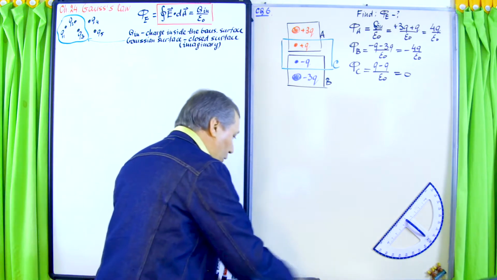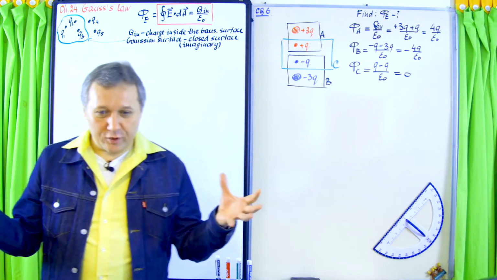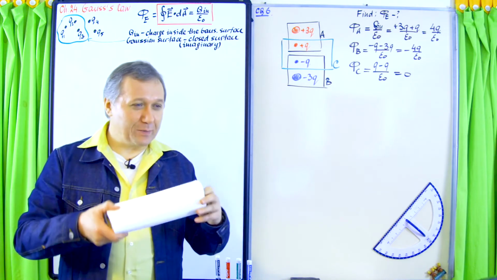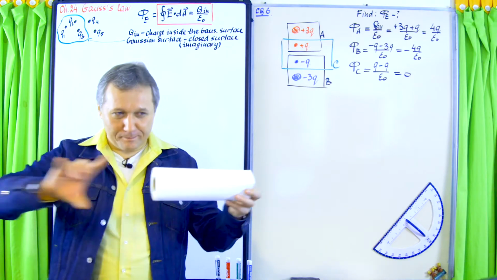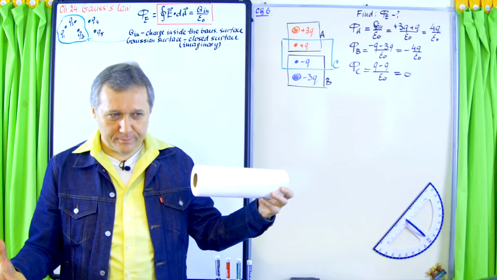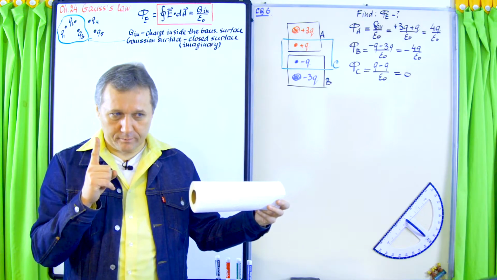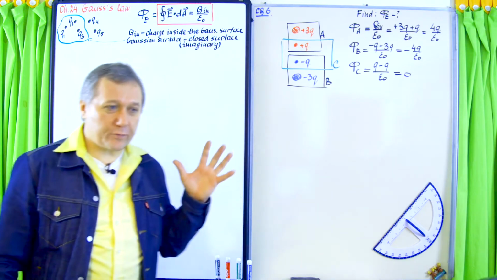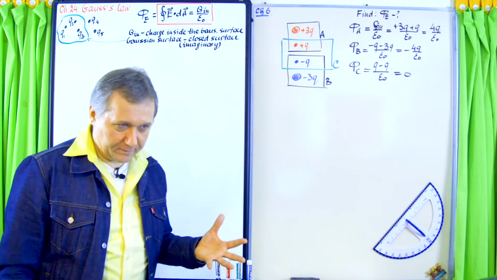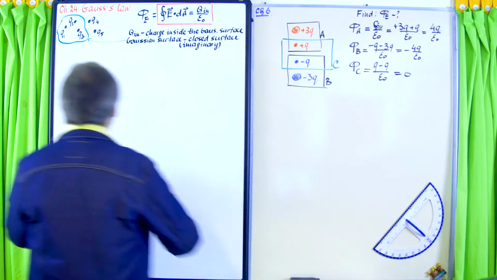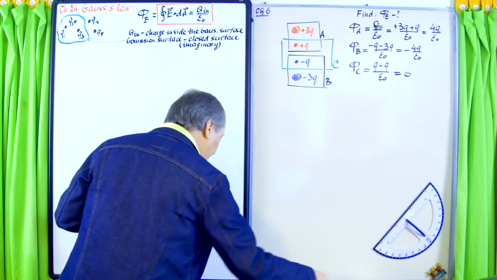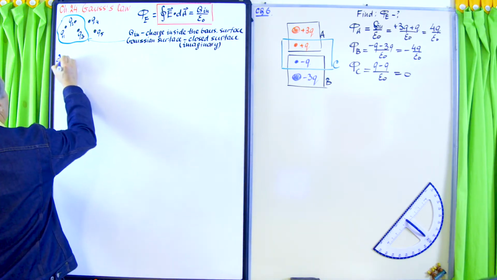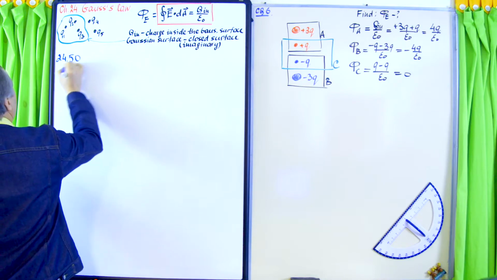Okay, so physical situation. We have an infinitely long, I couldn't find anything better than this paper towel, infinitely long, uniformly charged cylinder, with uniform charge distribution. In this problem, let's assume that surface or volume charge density is given. Let me draw this situation. It's effectively problem 24.50.